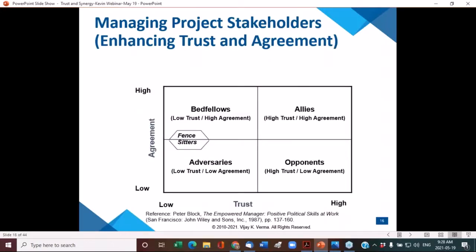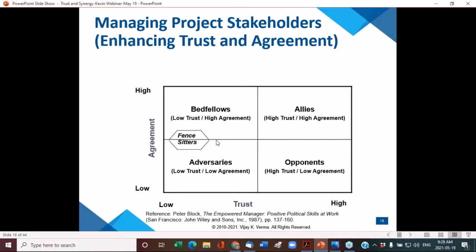This is a model that was developed by Peter Block, and based upon the dimensions of trust and agreement, you can divide people into 5 categories. First is your adversaries, low trust and low agreement. Then are your opponents, high trust and low agreement. Allies, high trust, high agreement. And the bedfellows is the low trust and high agreement. And these are your fence setters.